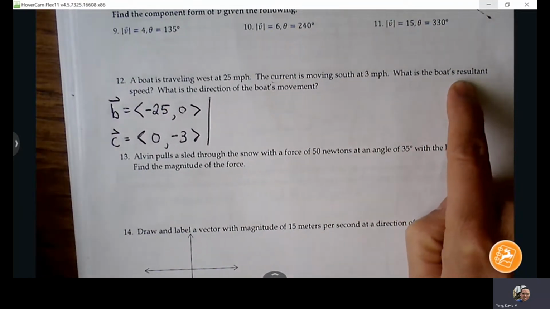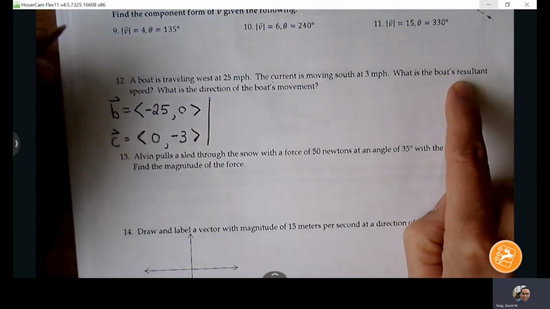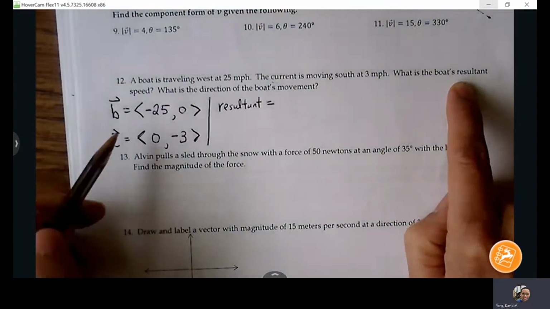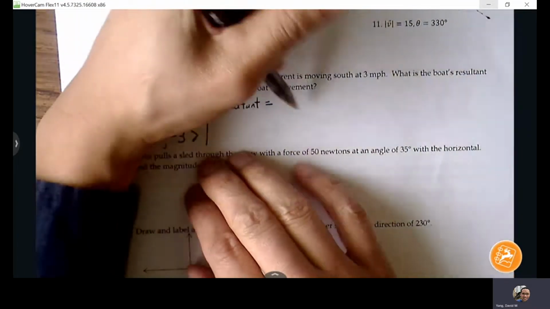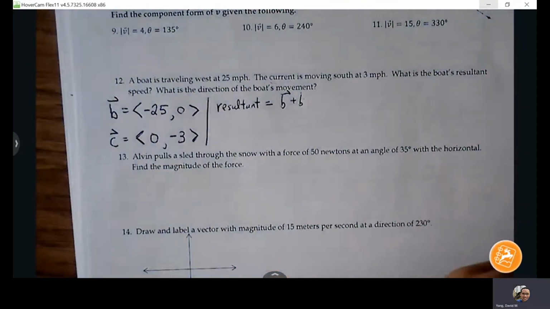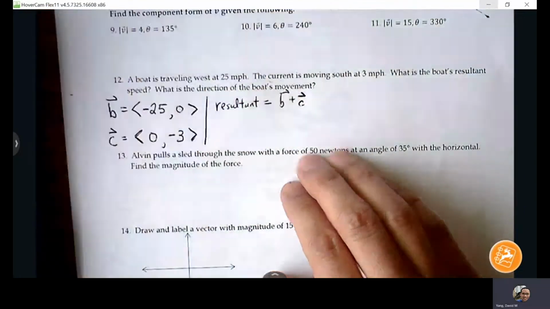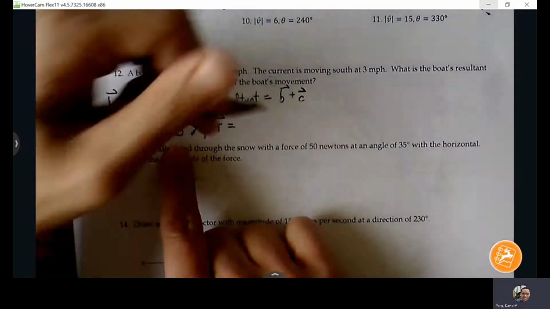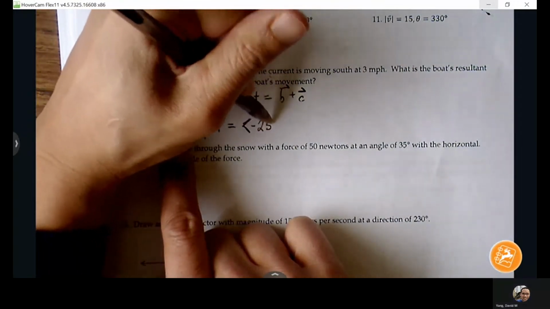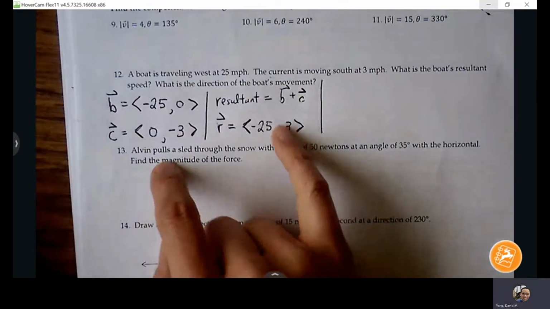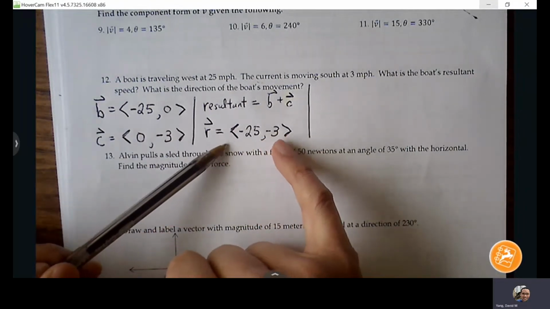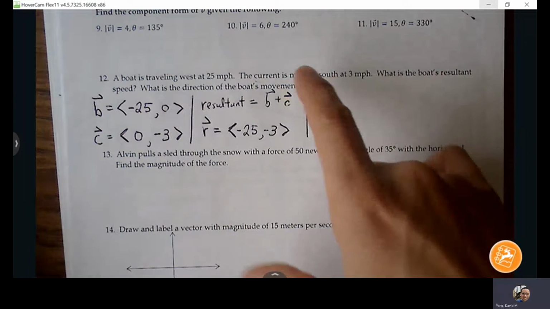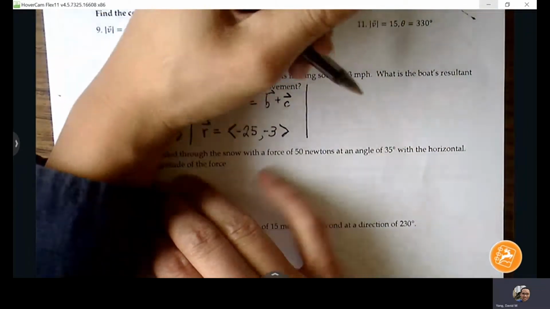Okay. What is the boat's resultant speed? Let's create the resultant vector. Resultant is where we add the two vectors together, right? Vector B plus vector C. So negative 25 plus 0, 0 plus negative 3. Okay, so this is the resulting vector that's going to cause the true direction of the boat's movement. Okay, so from here it says, what's the resultant speed? Think of speed as magnitude.